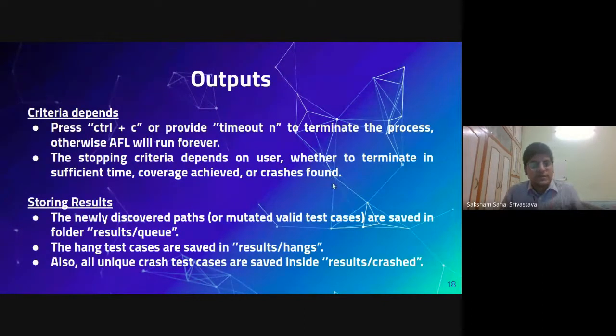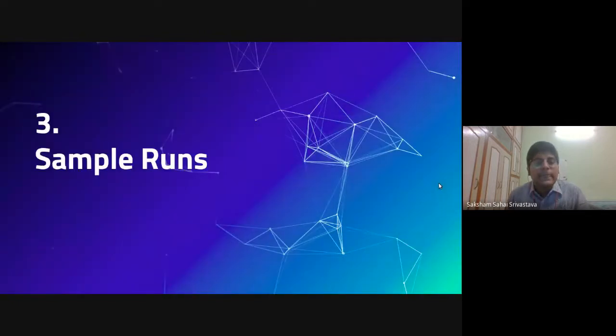This is what I talked about. Then storing results. The newly discovered paths or mutated valid test cases are saved in the queue folder. So if a new path has been discovered by a valid test case, then it will be saved in the queue folder. The hang test cases are saved in the hang folder, and all the unique crash test cases, means the test cases which are leading to a crash, will be saved in the crashes folder. Okay. Then I'll show you some sample runs.